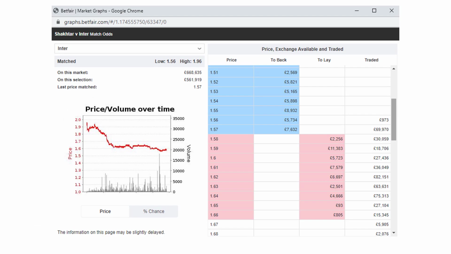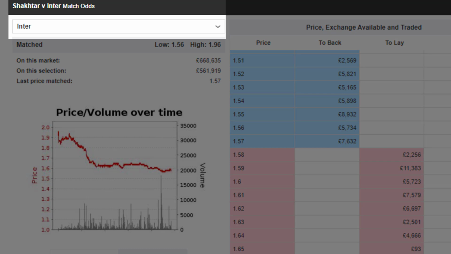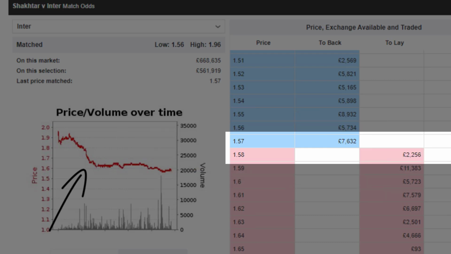So if we share a recent example on the screen now, you can see what happened to Inter Milan's price when Shakhtar players tested positive for coronavirus on the lead in to their match. The price almost halved from a price of about 1.9 all the way down to 1.57. Now, in percentage terms, this is a huge move in the marketplace, and you wouldn't have needed a huge stake on to generate a very healthy return in that instance. But it's not the only time that this sort of thing happens.